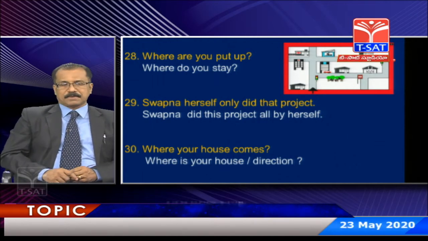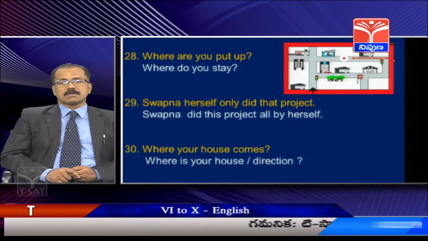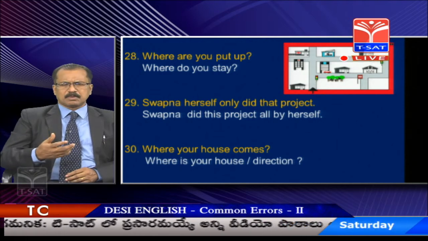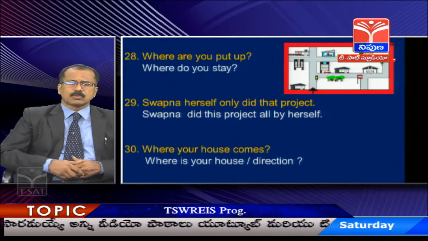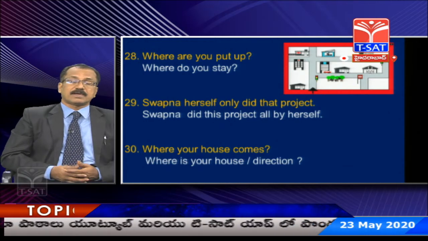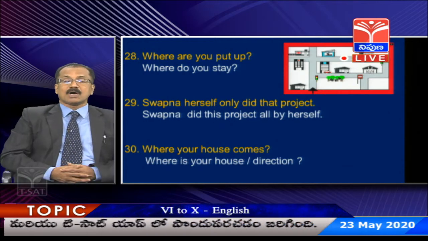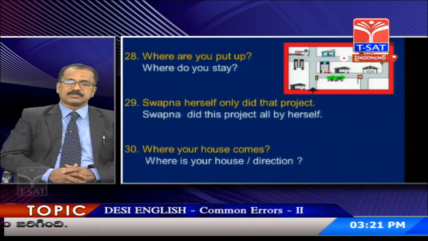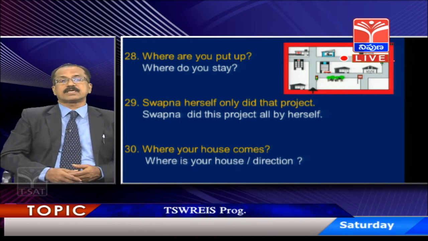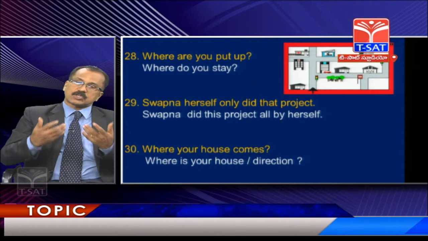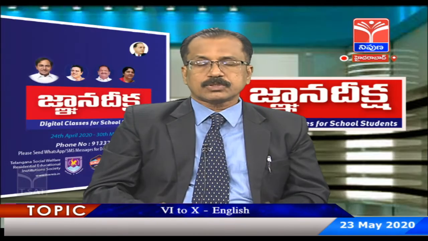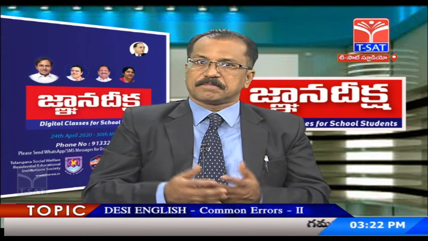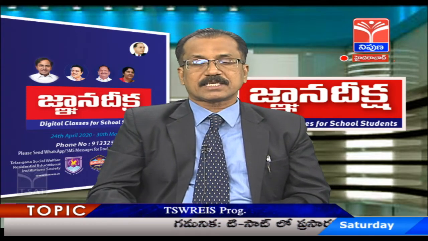The next one. Where your house comes? Very casually people ask, where your house comes? Suppose you are walking in the street and you suddenly ask your friend, where your house comes? That is the short way of asking to find out where the house is. Where is your house? Or which is the direction to your house? You should say it that way. Okay.